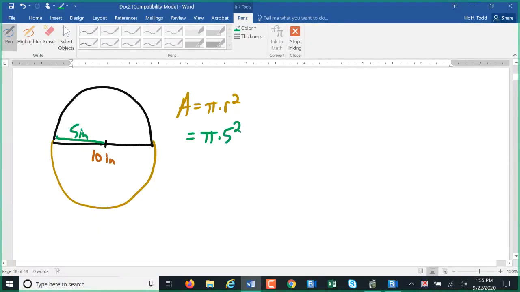But we don't have a whole circle. We only have half a circle. So we divide that by 2. Pi times 5 squared is 78.5. Divided by 2 is 39.25 square inches.